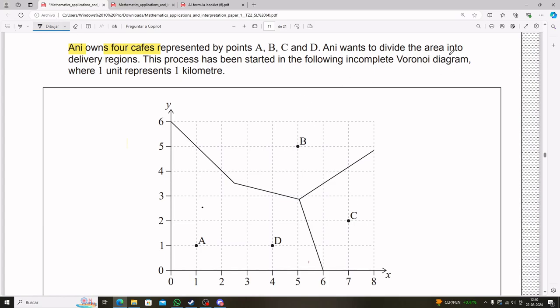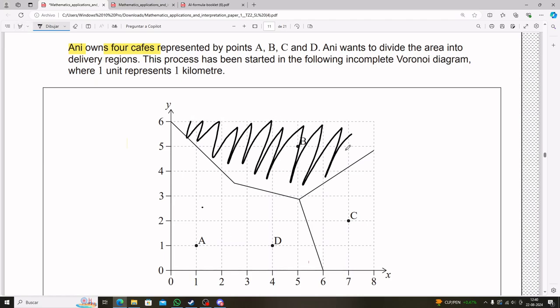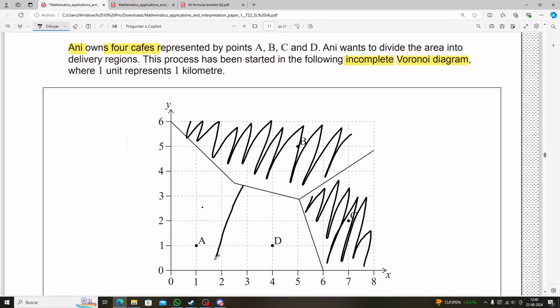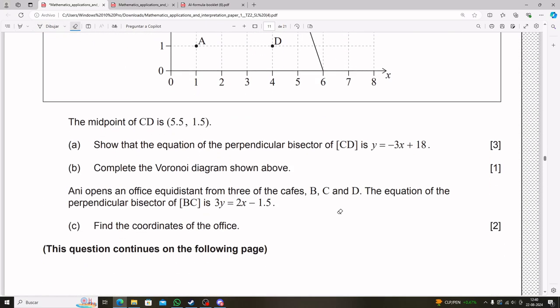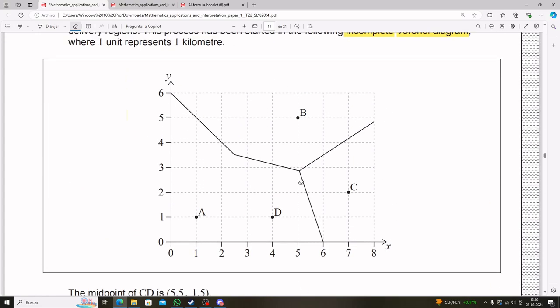Annie wants to divide the area into delivery regions. So that means that, for example, B is going to be delivering all up here. C is going to be delivering all that's over there. And then A and D, clearly, we still need to complete the Voronoi diagram because, as it says here, we have an incomplete Voronoi diagram, right? So somewhere along this line, we will be splitting up between A and D and seeing who delivers which area, okay? That is our job. That is probably going to be our task, and that's what's going to show up later, right?